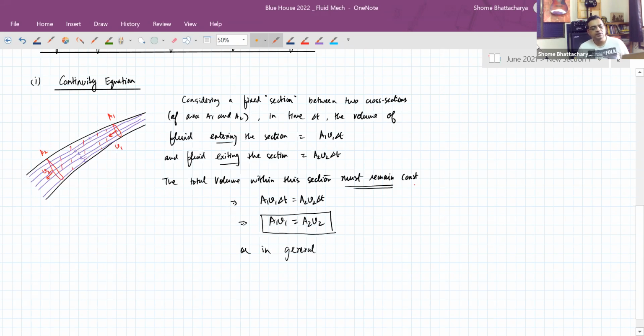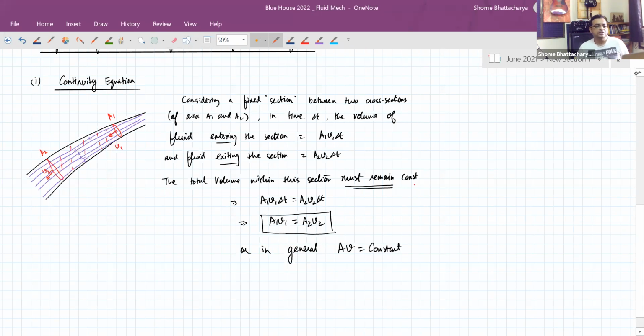But by velocity here, I mean speed actually. It's the magnitude of velocity. I'm not writing a vector equation. So it's more like in everyday language, we use the term flow velocity, but what we actually mean is the magnitude of flow velocity. So in general, area of cross section into speed of flow at any point is constant in a streamline motion.